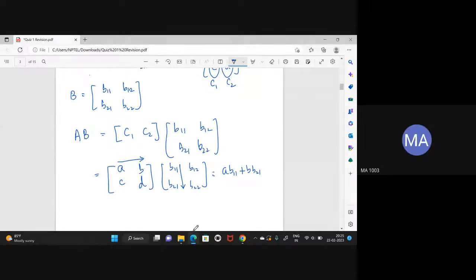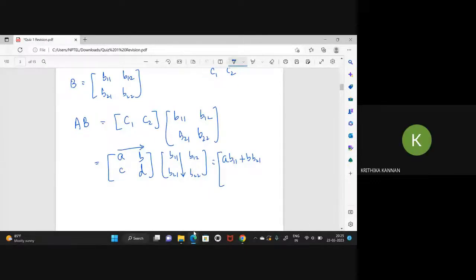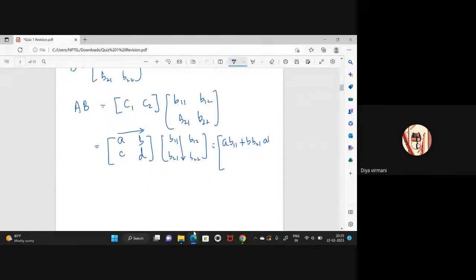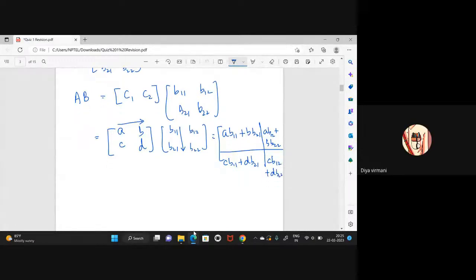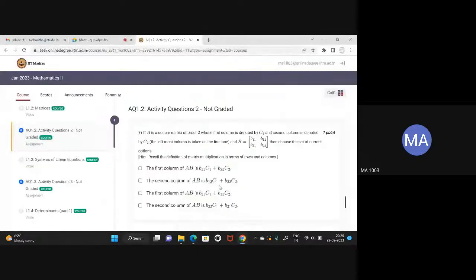And then the next component is going to be C into B12 plus D into B22. And then C into B11 plus D into B21. And C into B12 plus D into B22. I need to write this in terms of C1 and C2.